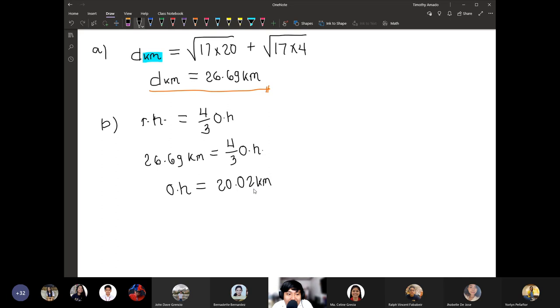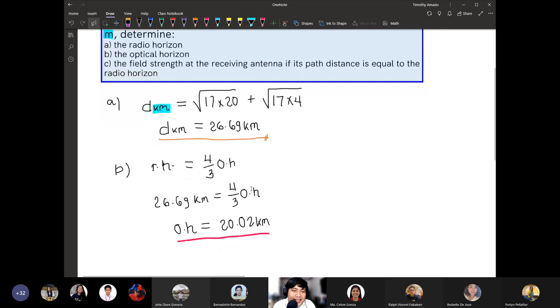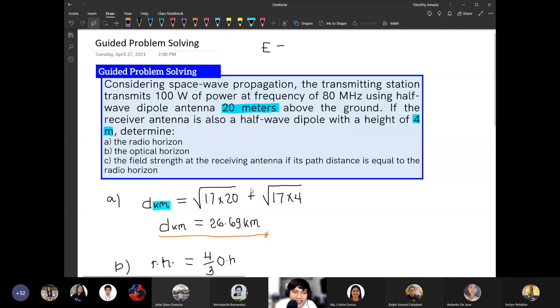In other words. Okay. And finally, guys, we're asked to solve for the field strength of the receiving antenna. Naalala niyo yung formula natin ng field strength kanina? So, yung field strength natin na square root ng 30 PT GT over D. So, this is for sky wave. Tapos meron din tayo kanina for ground wave, di ba? Yung 120 pi HT I over lambda D.